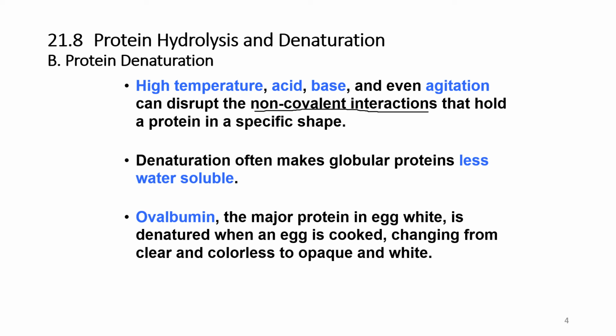a process of denaturation that I'm sure every one of you has seen. It's the major protein in egg whites. It makes up about 80% of egg white protein, and it is denatured when the egg is cooked. And so what we see is a change from that gelatinous, clear, colorless substance converting to an opaque and white substance during that denaturation process.